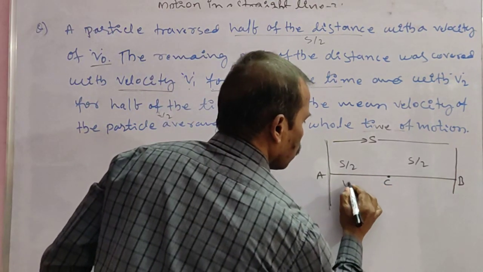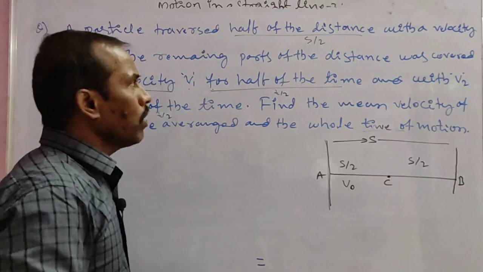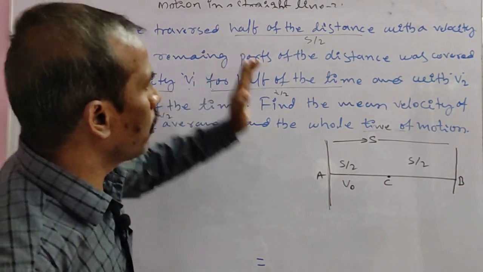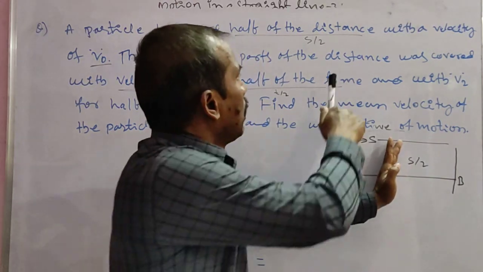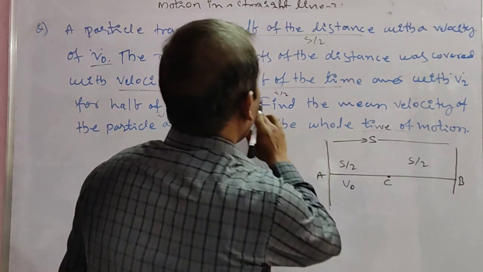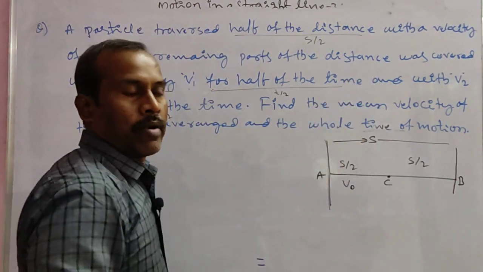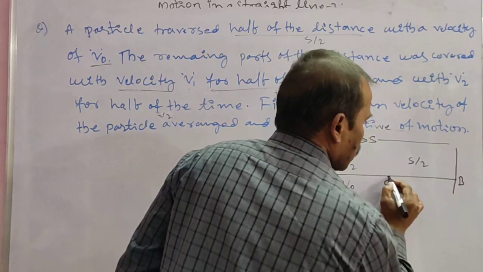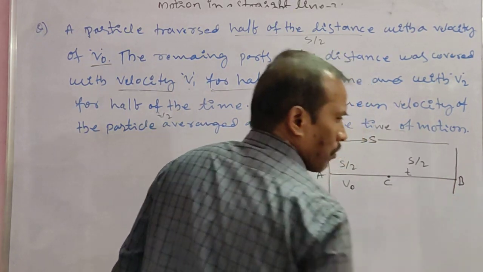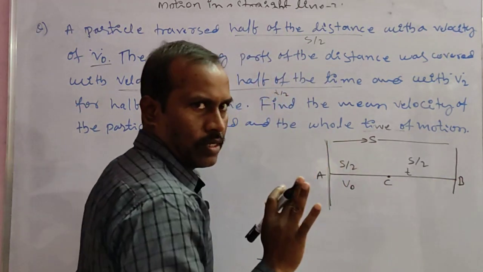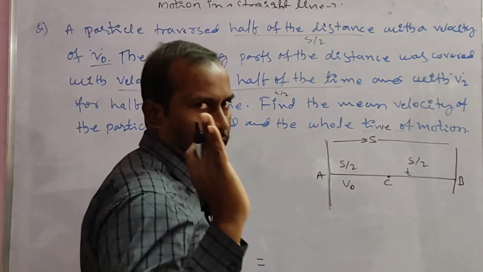Here the velocity is V0. Next, the remaining portion, this one, the distance was covered with velocity V1, and it says half of the time. For example, the time for the particle to reach point B from C, the time taken here, is just T.